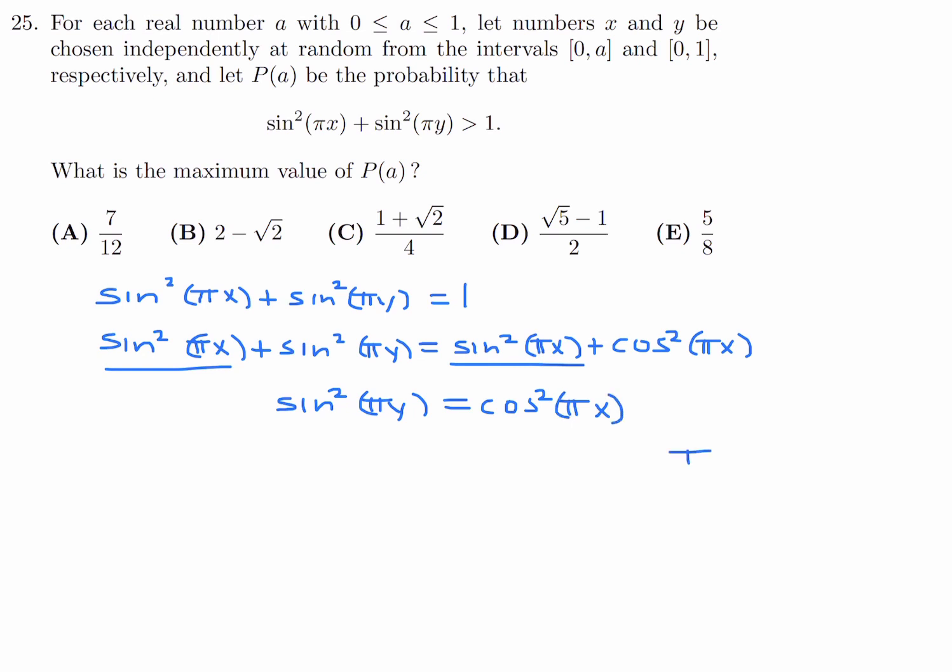Now we get into one of the lesser known trig identities, and that is as follows. This can be written as sine squared pi times 1/2 plus or minus x. So that is one of the more lesser known. So for example, that is going to be equal to sine squared pi y.